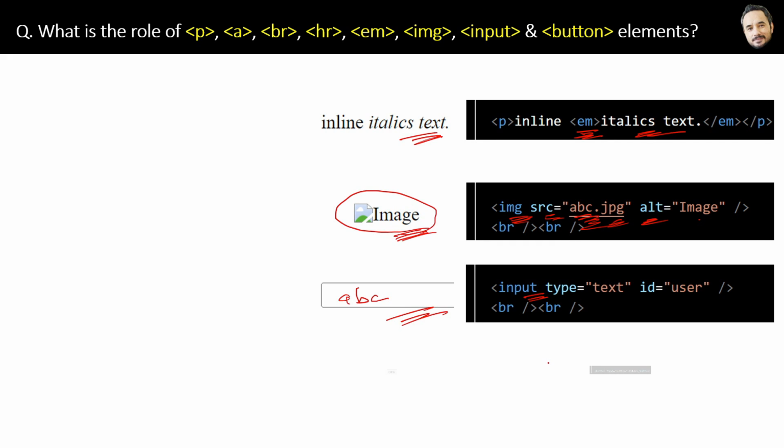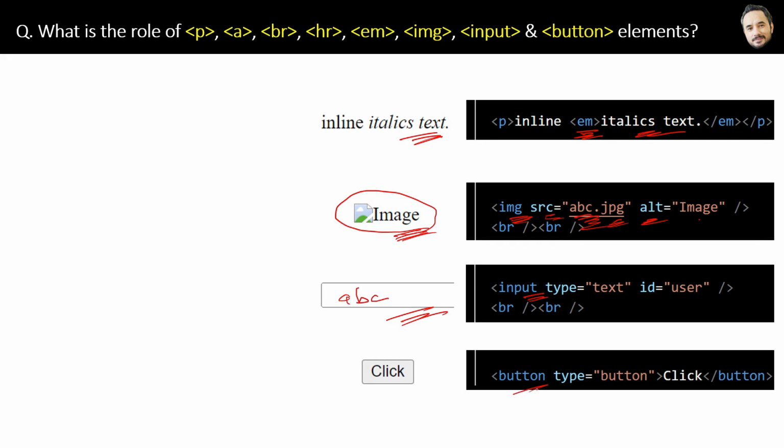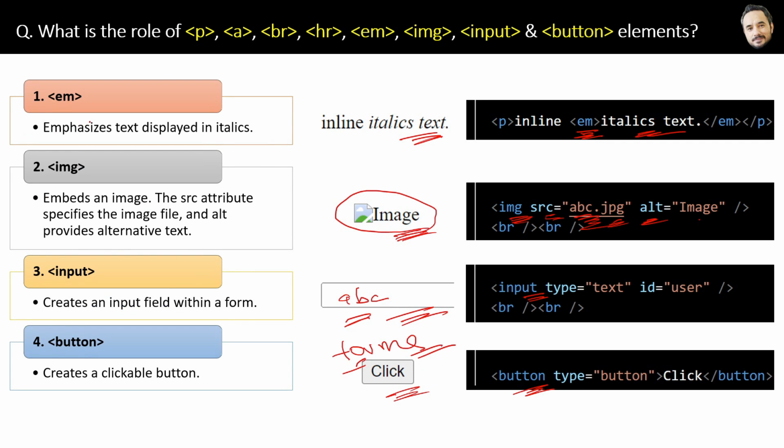Then the last common element is a button element. This is a clickable button displayed like this. Both these input and button elements are mostly used inside forms, HTML forms only. And here is the list and details of all these elements for quick revision before the interviews. All right, I think now you have a very good idea of all the basic HTML elements, right?